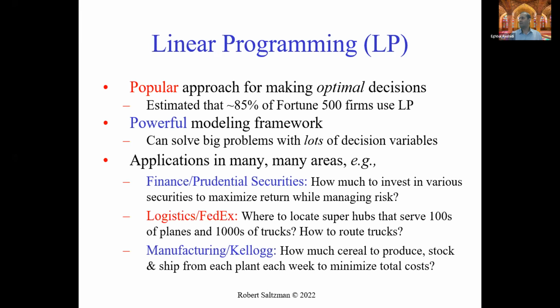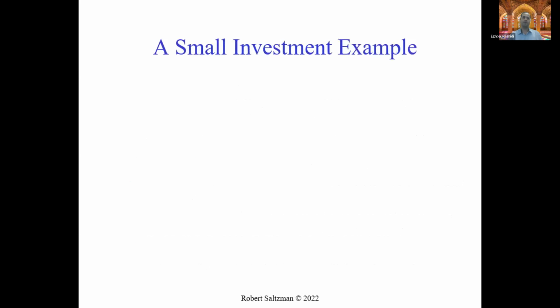And also manufacturing is an example of these types of problems. Kellogg's, for example, is an organization that uses optimization and linear programming in manufacturing. Amazon uses it, Walmart uses LP. So Kellogg's wants to find the optimal solution to the problem: how much cereal they should produce at each plant, and send it to which market.